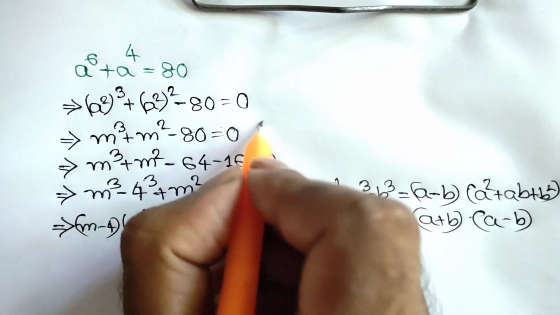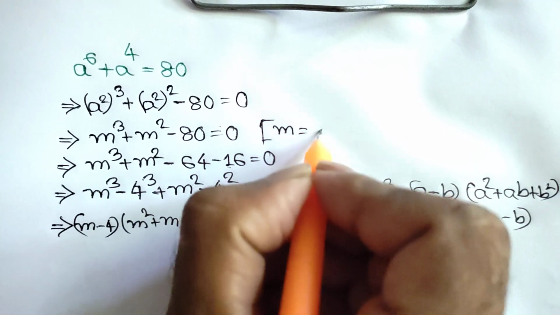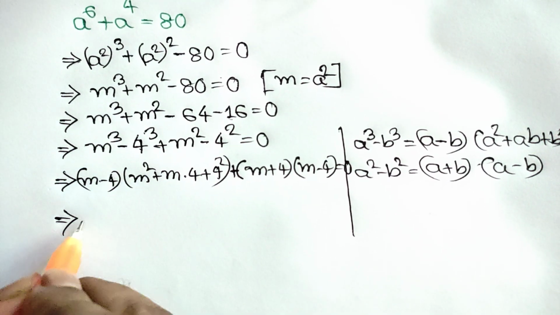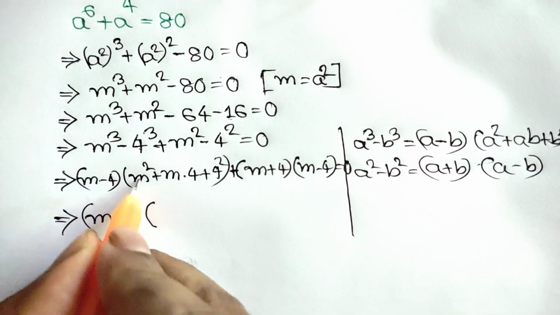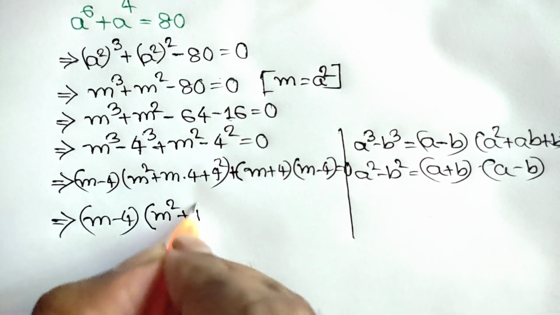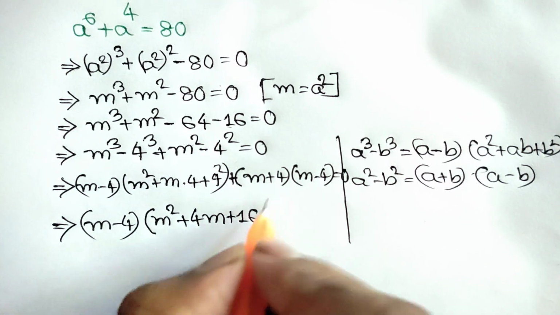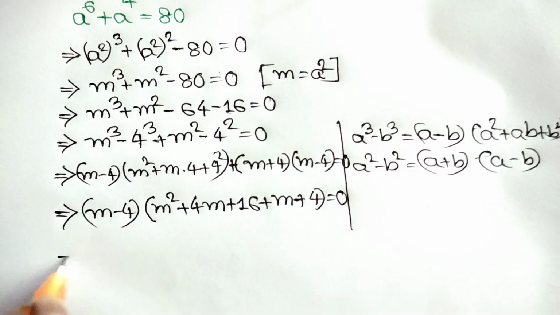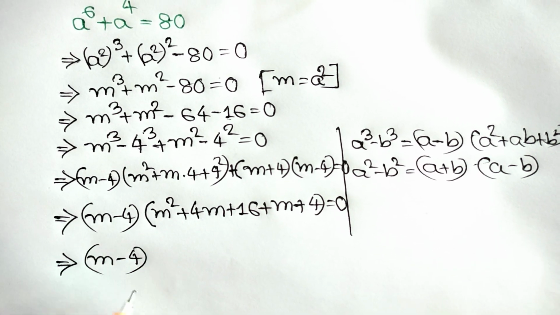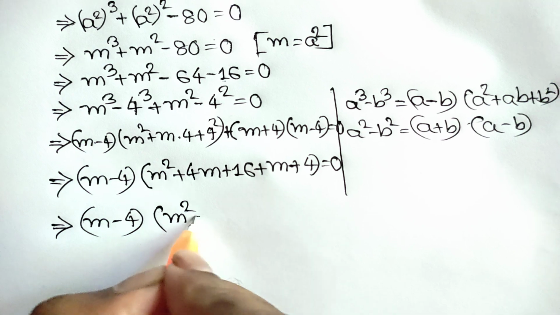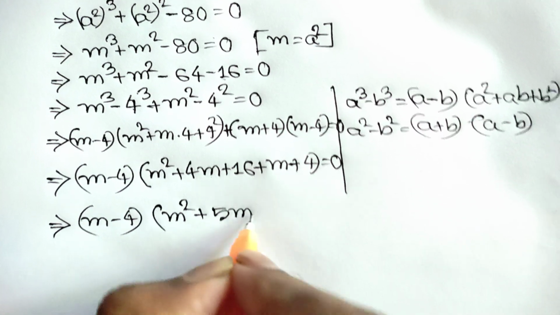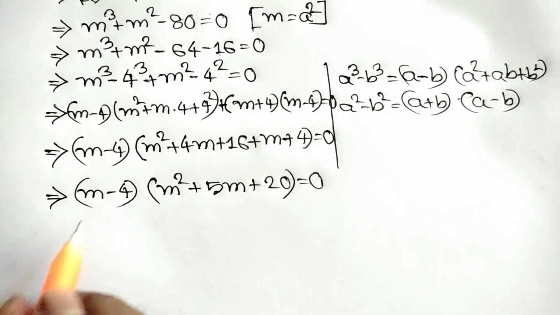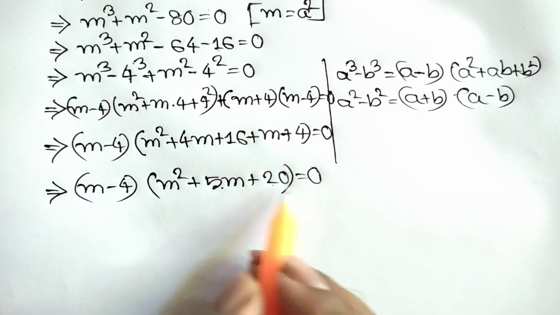Here m is equal to a square. Now taking common m minus 4, we can write here m minus 4 times m square plus m times 4, that means 4m, plus 4 square, that means 16, plus m plus 4 is equal to 0. Or m minus 4 times m square plus 4m plus m, that means 5m, plus 16 plus 4, that means 20, is equal to 0. So m minus 4 is equal to 0, or m square plus 5m plus 20 is equal to 0.